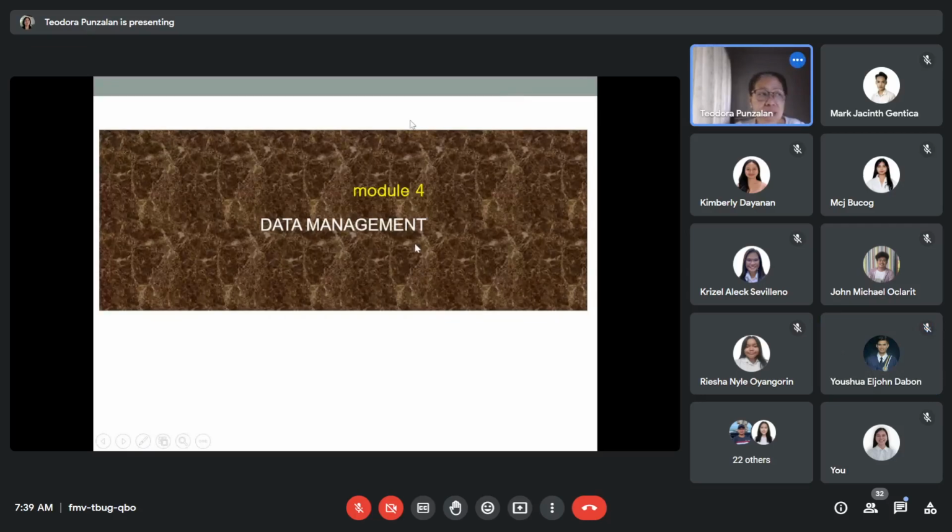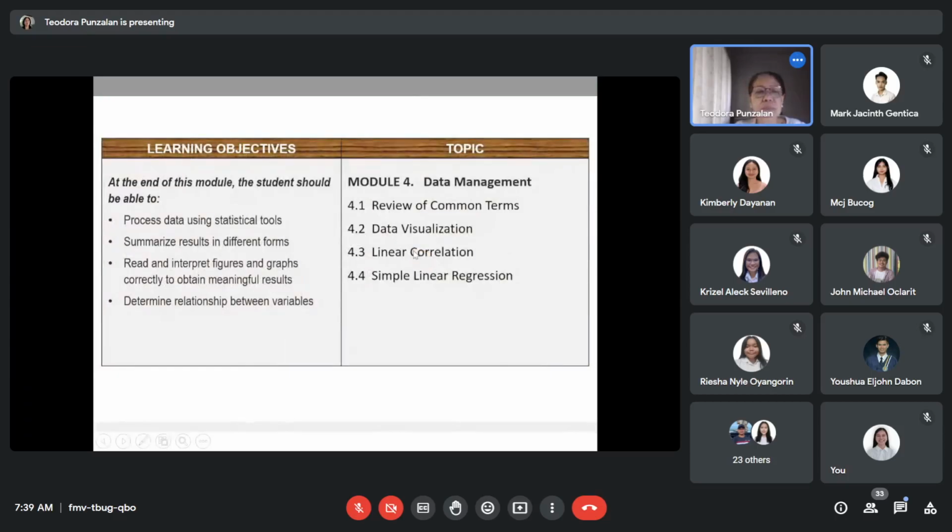This is our last chapter. The rest of the chapters are actually optional topics, no? So, at the end of this module, the student should be able to process data using statistical tools. By statistical tools, I mean those gadgets like a calculator, scientific calculator, statistical calculator, or the software and statistical packages you have.